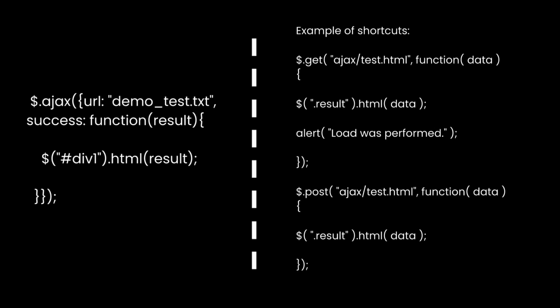AJAX allows us to manage data on the server side. We can also manage data in various types of HTML blocks. This can be a list, another div, or a table.